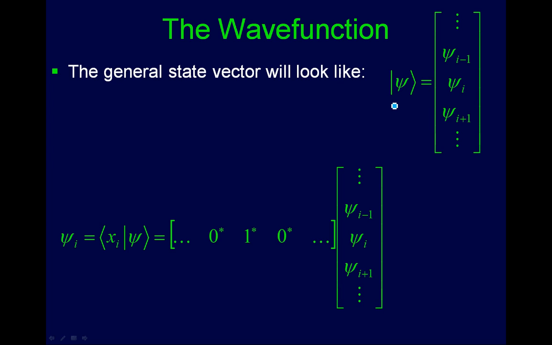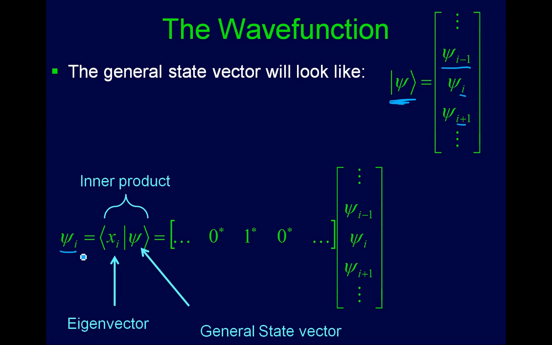Okay, so you can write it as a column vector. Here's our state vector, and you've got these little things we call the psi sub i's. Basically this psi sub i is just going to be an inner product of the ith x eigenvector with the general state vector. And so this thing is going to be a quantum amplitude, right? So this is the quantum amplitude that I'm in the x minus 1 bin.